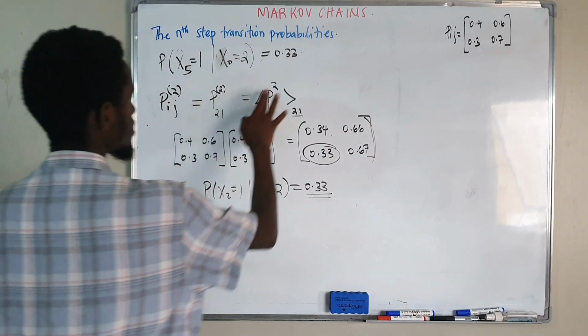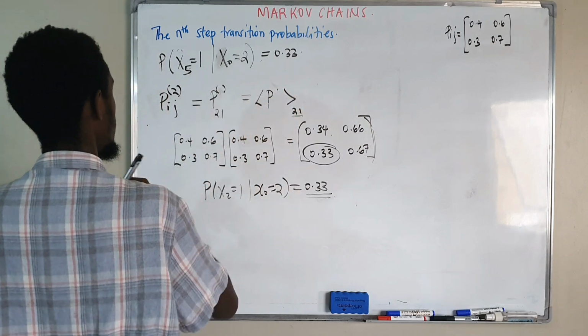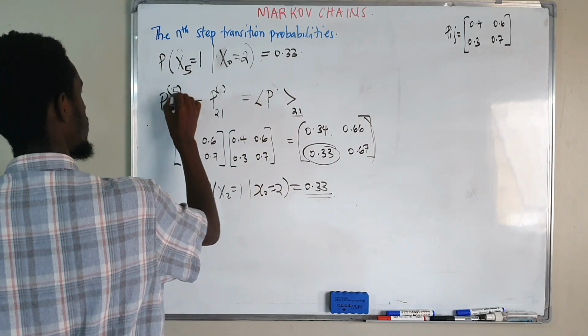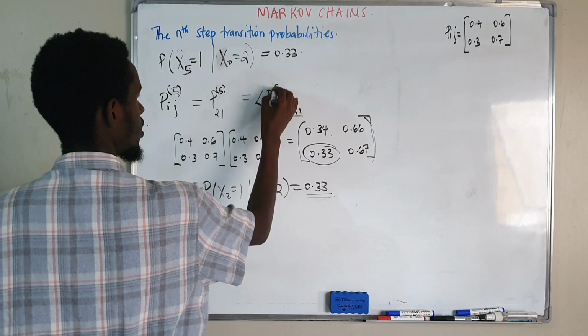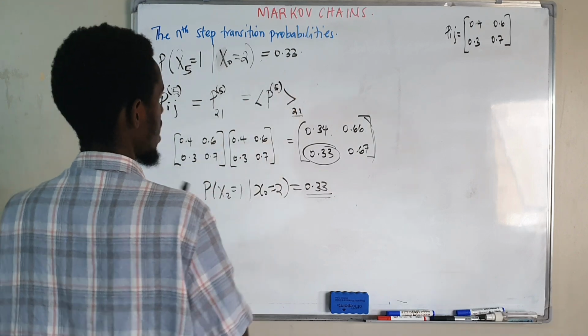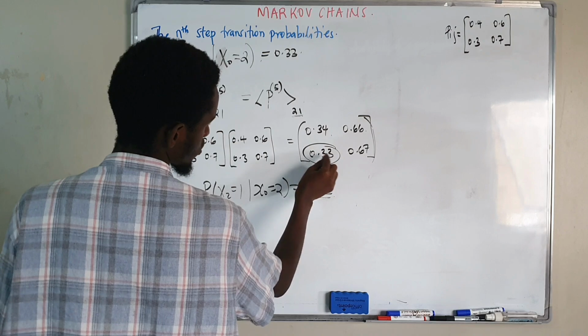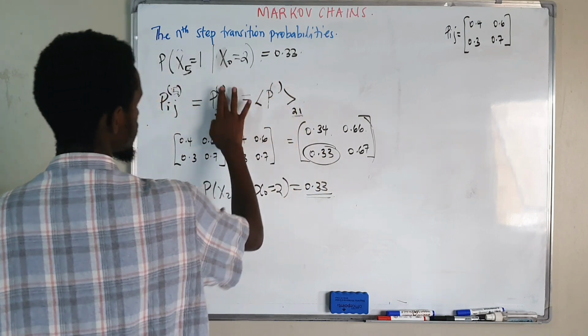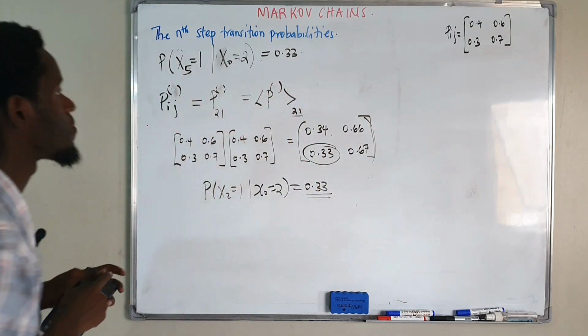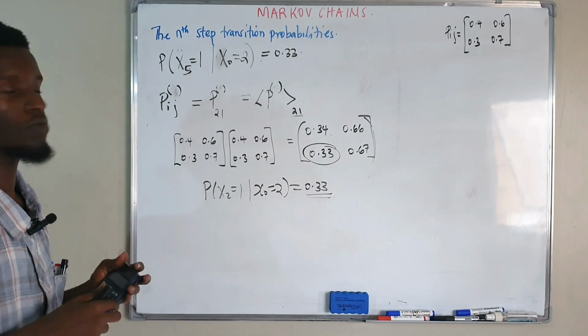Then we just need to have the P power 5 here. Yes, our n is 5, and then 5 here. What I need to know is, having P power 5, I read off the 2, 1 entry of the matrix, which is 0.33. I think for this step, I've tried to explain more about it.